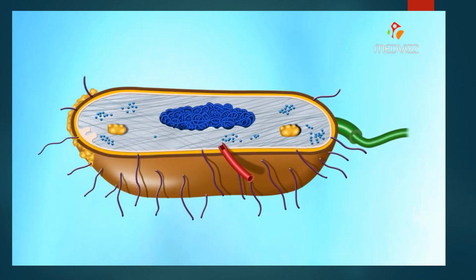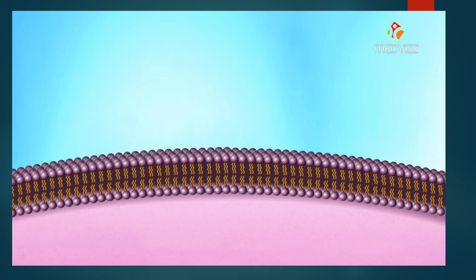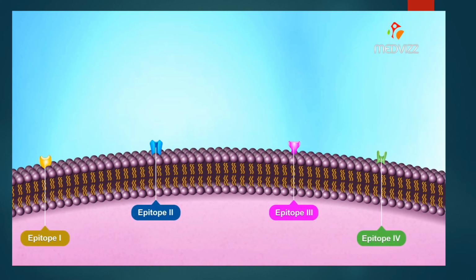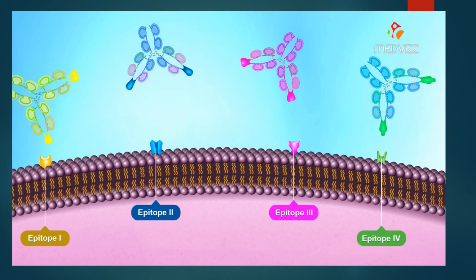Complex structures, such as the surfaces of bacterial cells, may have many different epitopes. Each different antibody binds only to the correct epitope.